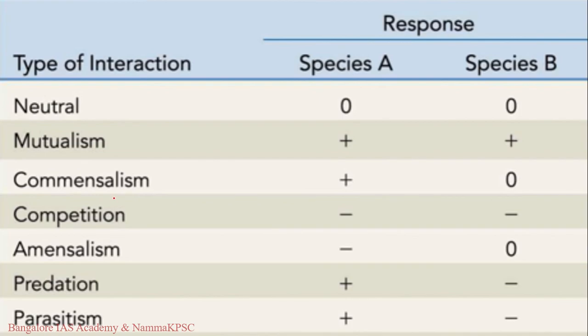So this is a table. You can just take a screenshot of this table, or download another image from the internet. Here, plus or positive means benefiting, minus means being negatively affected, 0 means no benefit, no negative effects. So please do remember neutralism, mutualism, commensalism, competition, amensalism, predation, parasitism. When two species or organisms are interacting, how are they affected? It is important that you remember, because it is a straightforward concept and you may get questions from it.